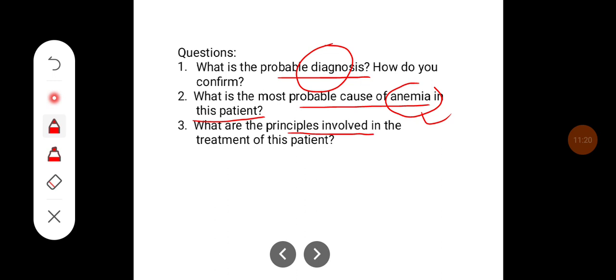What are the principles involved in the treatment of this patient? Okay, so the abnormal RBCs should be replaced, and the only treatment here is the replacement of the blood with a normal blood. Okay, so that means it requires blood transfusion.